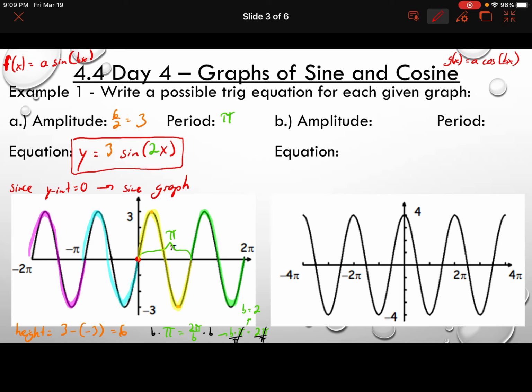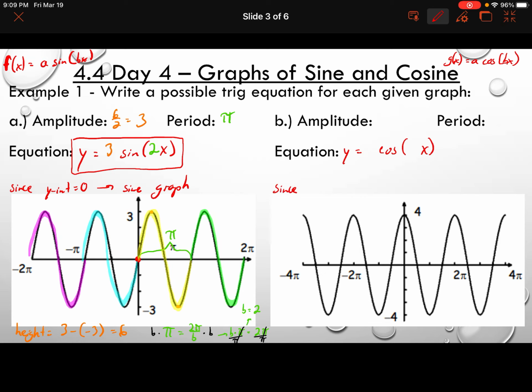Now let's do a cosine one. So part B. Once again, we have to determine first if this is a sine or a cosine graph. I already said it was a cosine graph, but how do I know? Well, it has to do with the y-intercept. You know it's a sine graph if the y-intercept is 0. If the y-intercept is a max or a min, in this case it's a max, then it's cosine. So y equals cosine.